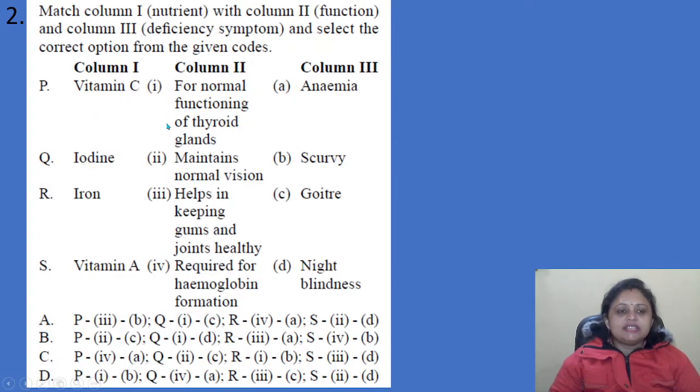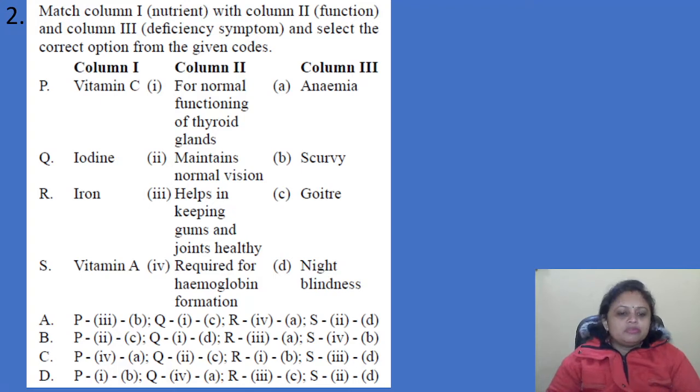Coming to the next question: match column 1 with column 2 and column 3, that is, nutrient with function and deficiency symptom, and select the correct option from the given codes. In column 1 it is vitamin C, iodine, iron and vitamin A. In column 2: for normal functioning of thyroid gland, maintaining normal vision, helps in keeping gums and joints healthy, required for hemoglobin formation. And in column 3: anemia, scurvy, goiter, night blindness.